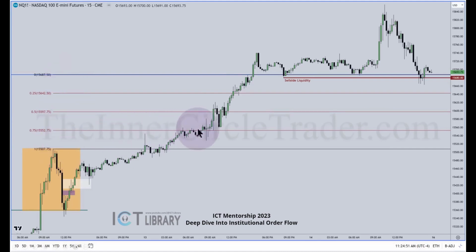And now watch what happens. Around the 20, I have it backwards here. 75% or the lower 25% of the range between the draw on liquidity and the high that was broken. We don't think that the market's going to go down here. Why? Because this is a balanced price range.